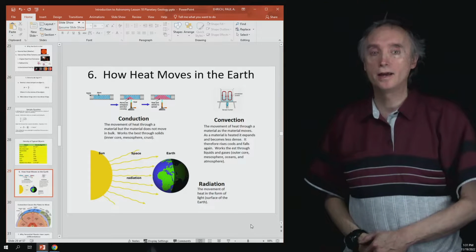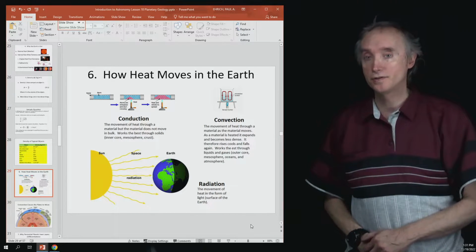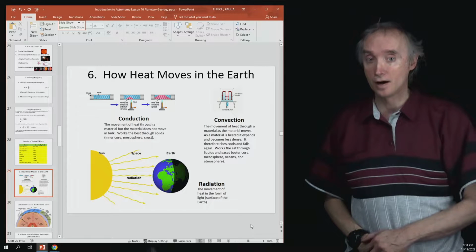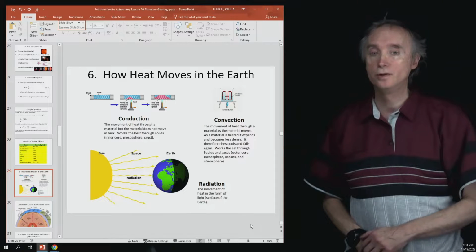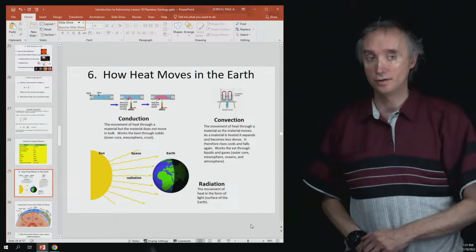Okay, I'm back, and in our previous segment we talked about why the inside of the Earth is hot. And then we also talked about what density was. So now let's combine those two concepts to explain three different ways that heat moves inside the Earth.